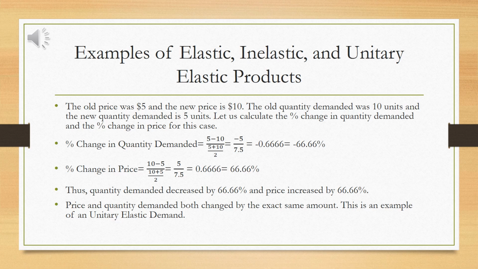The percent change in price equals P2 minus P1 over half of P2 plus P1. So 10 minus 5 over half of 10 plus 5, which is 5 over 7.5, which is 0.666 or 66.66%. Thus, quantity demanded decreased by 66.66% and price increased by 66.66%. Price and quantity demanded both changed by the exact same amount. This is an example of a unitary elastic demand.